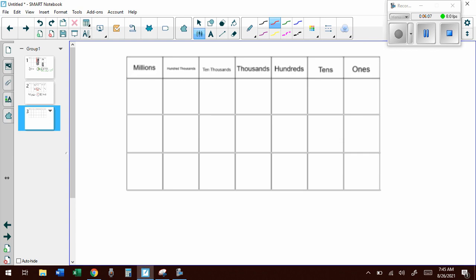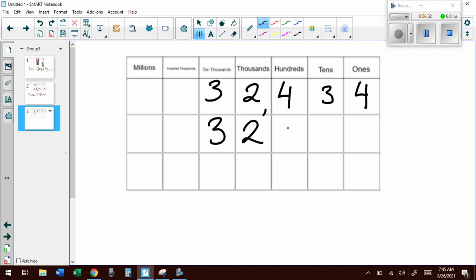Now we can use the same idea to compare 3 different numbers. So I'm going to write 3 different numbers here in the place value chart divided into thirds. And the first one I'm going to write is 32,434. Forget my comma. Next one I'll write is 32,644. And the last one I'm going to write is 32,534. Oops, forgot my comma there.